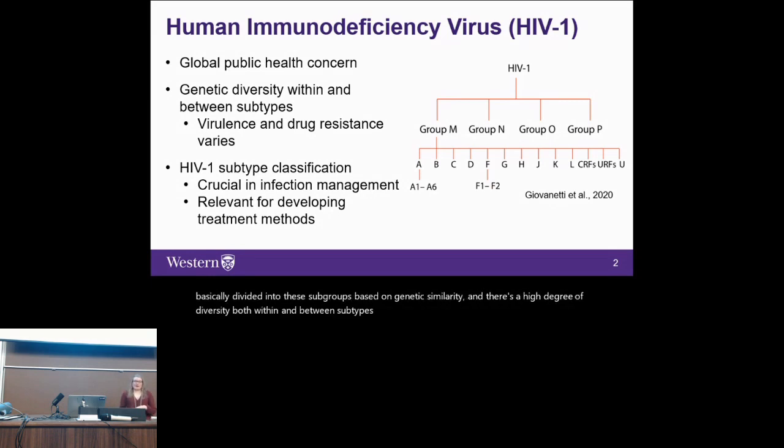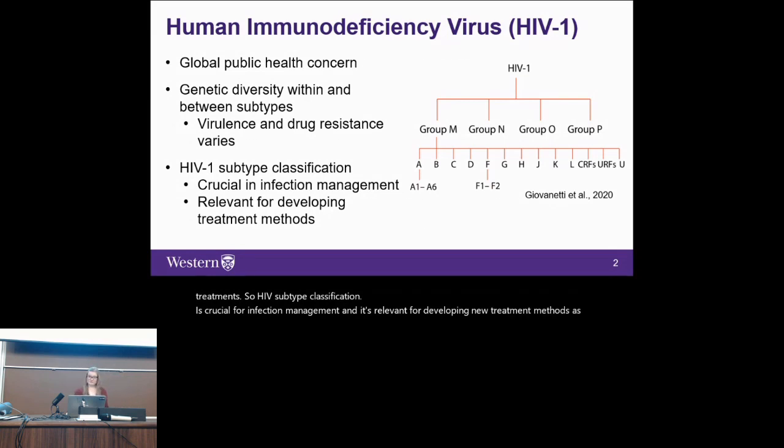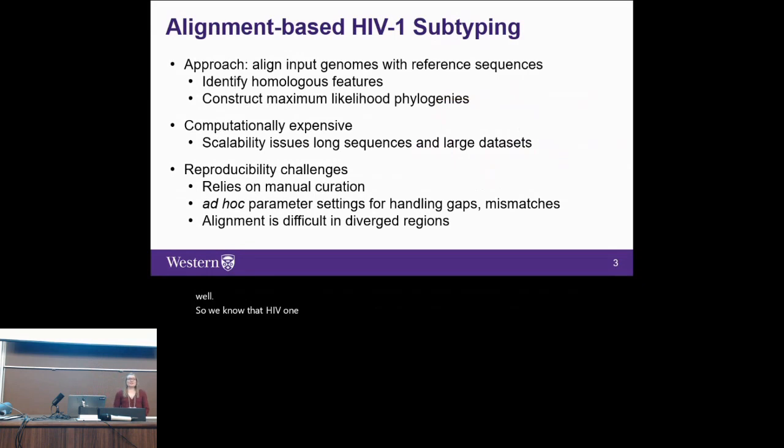And due to this genetic diversity, different subtypes have varying degrees of pathogenicity and respond differently to different treatments. So HIV subtype classification is crucial for infection management, and it's relevant for developing new treatment methods as well. So we know that HIV-1 subtype classification is important. So how do we do it?